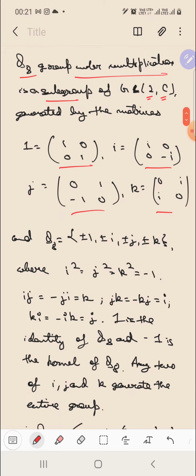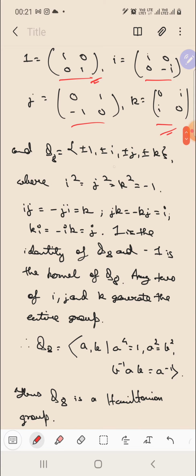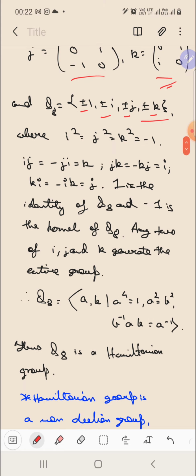Clear? So see, the elements of this group Q8 are given as these matrices: 1 0 0 1, I 0 0 minus I, 0 1 minus 1 0, and 0 I I 0. In BSc first year mathematics you are given the matrix representation of Q8 itself. The elements of Q8 are plus minus 1, plus minus I, plus minus J and plus minus K. So you have 8 elements in this particular group.